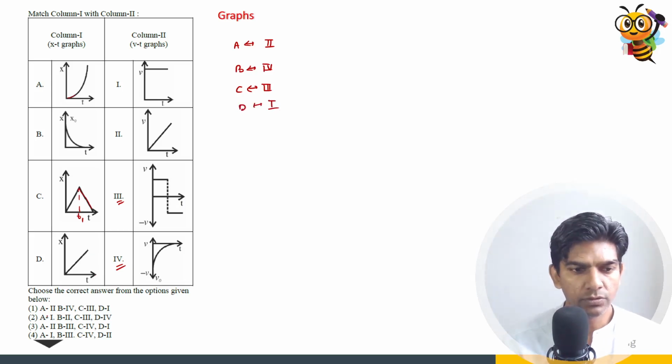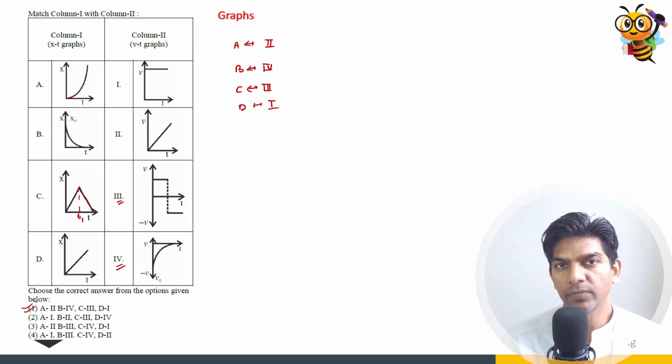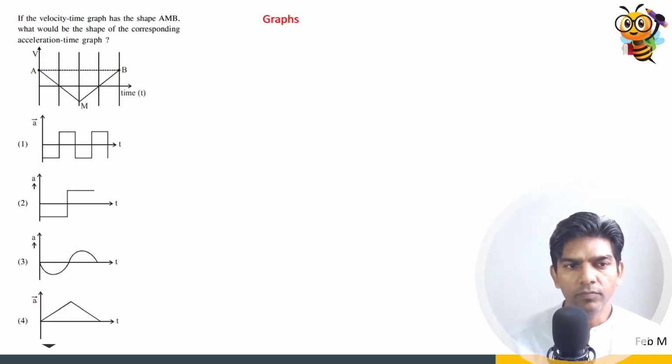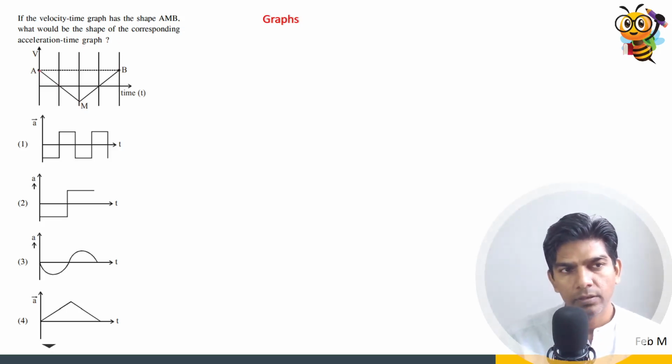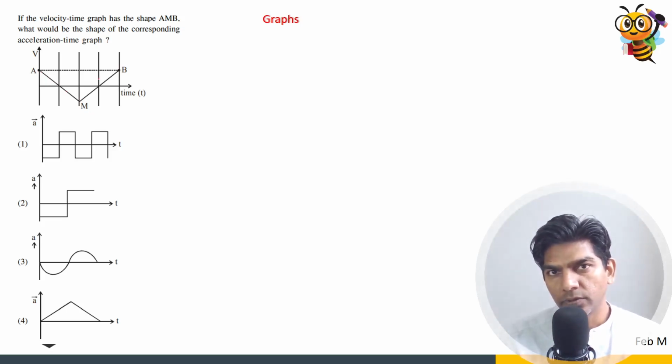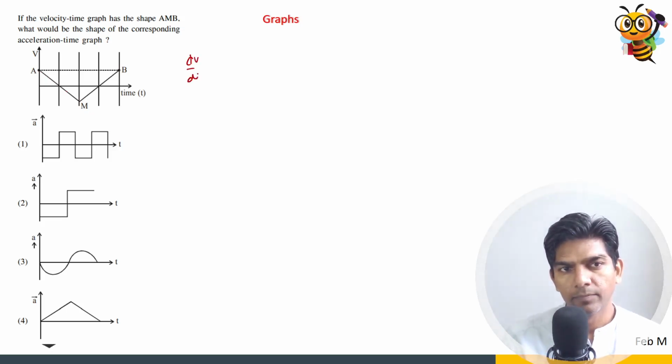So let us see the options. So A is 2, B is 4, C is 3. So option 1 is the right answer. Now let us see this question. If the velocity time graph has the shape A and B, what could be the shape of the corresponding acceleration time graph? So if you look at A, we have a negative slope, and we know that dv by dt gives us acceleration.